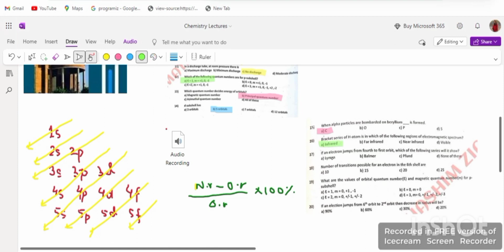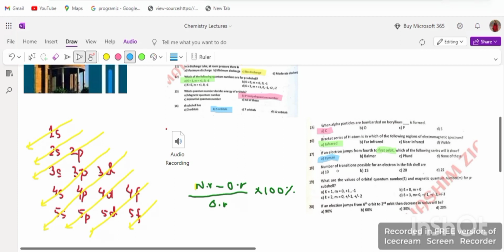Then 17, if an electron jumps from 4th orbit to the 1st orbit, which of the following series will it show? Electron from anywhere goes to the 1st orbit. We know that this series is known as Lyman series, right?